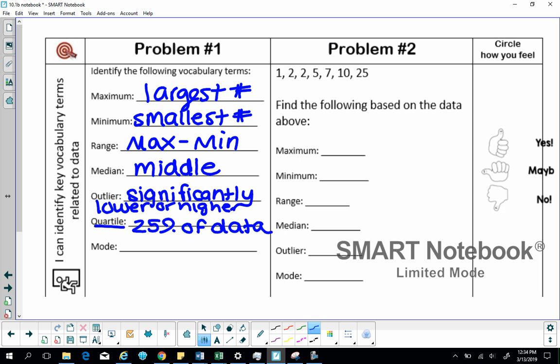What's mode? The number repeated. The number that's most repeated. The number that appears the most. So mean would be your average.